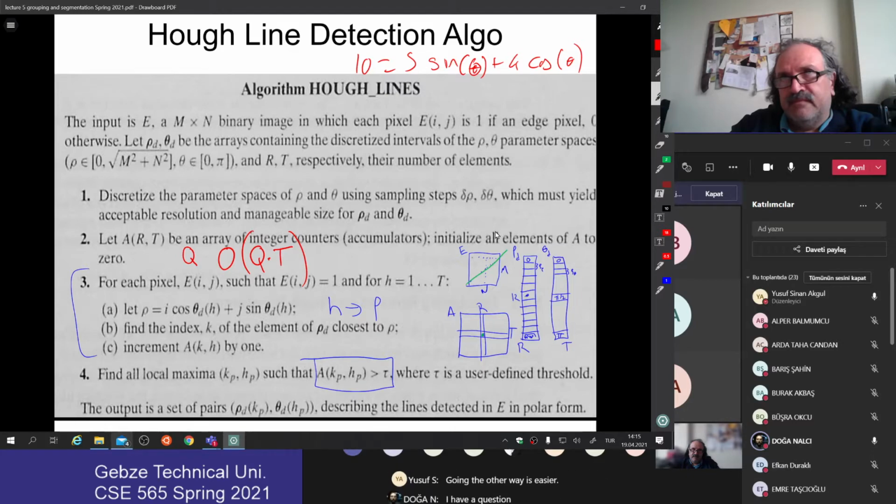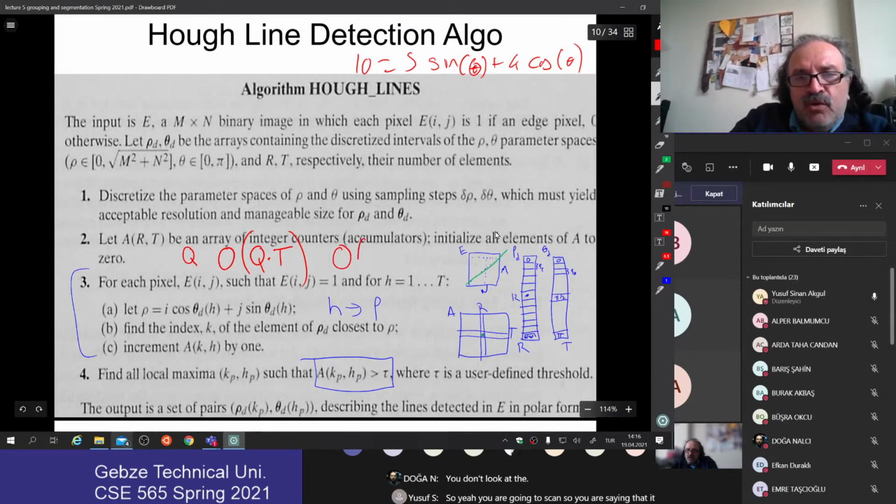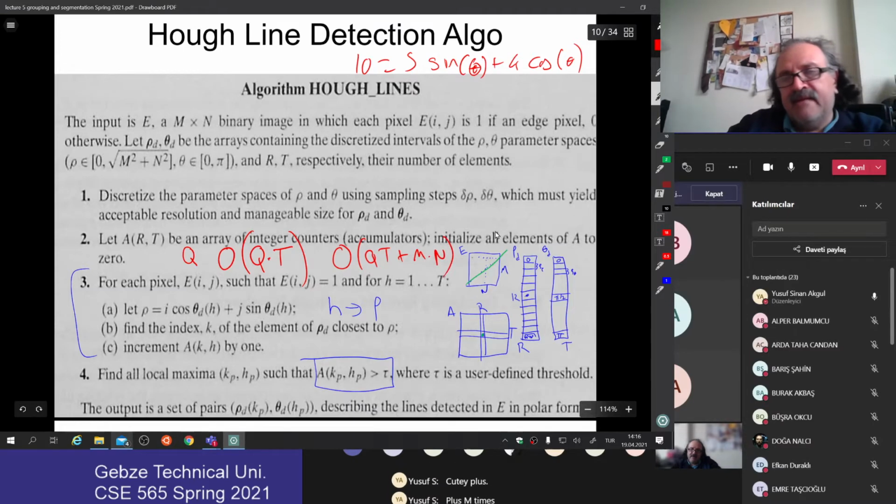I have a question. I'm sorry. We said that Q is our edges. Yeah, the number of edges. But we don't know the number of edges, so we have to find them. Is it right? So don't we have to search all of E image to find all Q values? So you are going to scan. You are saying that it should be O of Q T plus M times N.